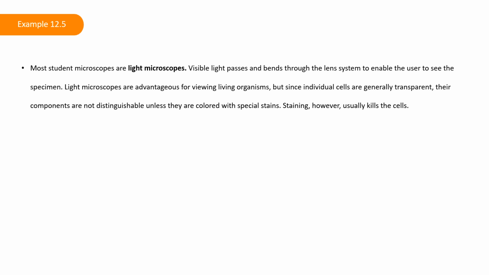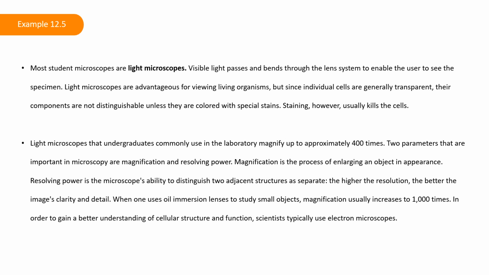Most student microscopes are light microscopes. Visible light passes and bends through the lens system to enable the user to see the specimen. Light microscopes are advantageous for viewing living organisms, but since individual cells are generally transparent, their components are not distinguishable unless they are colored with special stains. Staining, however, usually kills the cells. Light microscopes that undergraduates commonly use in the laboratory magnify up to approximately 400 times.